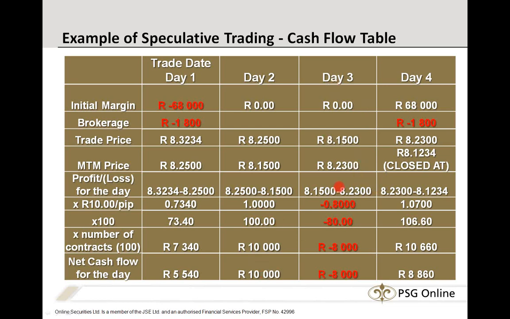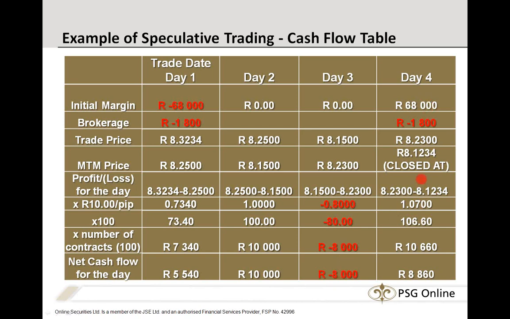On day 3, however, the market got weaker. The Rand weakened from 8.15 to 8.23. Obviously, it went against me. The dollar got stronger. Remember, you always have to think in currency pairs. Either the dollar's getting stronger or the Rand's getting weaker, or vice versa. So that particular day, 8,000 Rand went out of my account. If I didn't have the funds available, obviously I'd have a margin call, like with single stock futures.